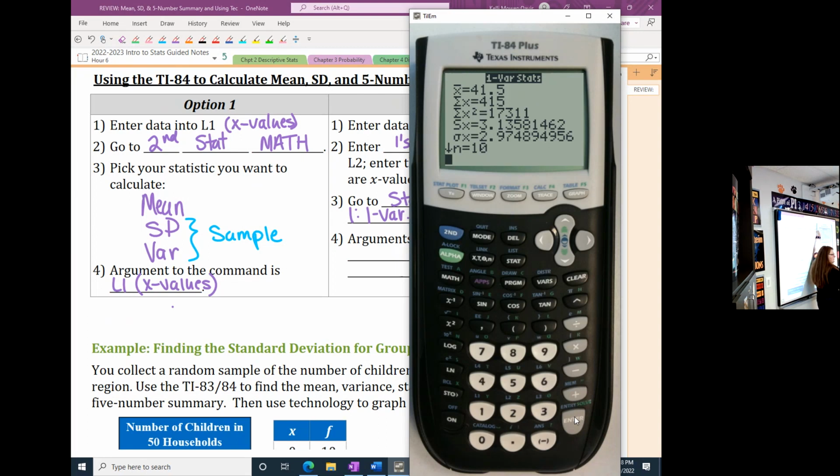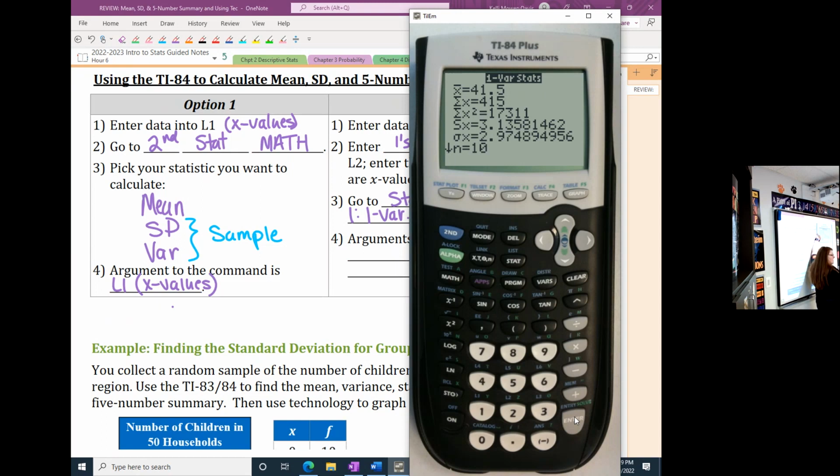This number look familiar? 415? That was the sum of the X's. If you have a frequency in there, it will actually sum with the frequency and everything. I'll give it to you. Skip the next one, but look at SX and sigma X. What are those? Those are the standard deviations. Those are both the standard deviations.